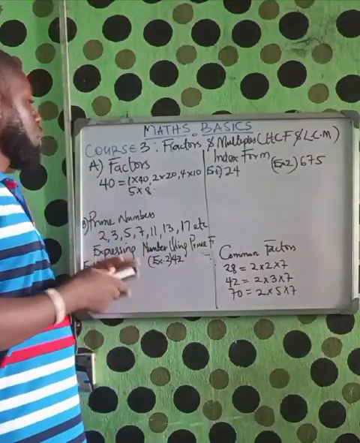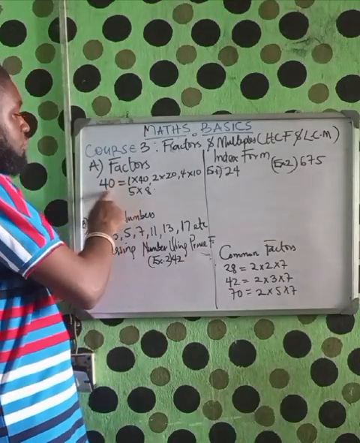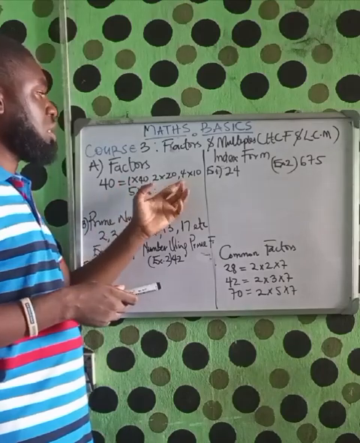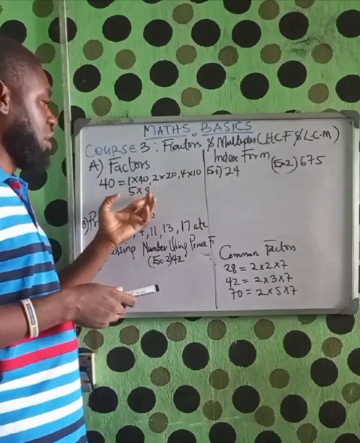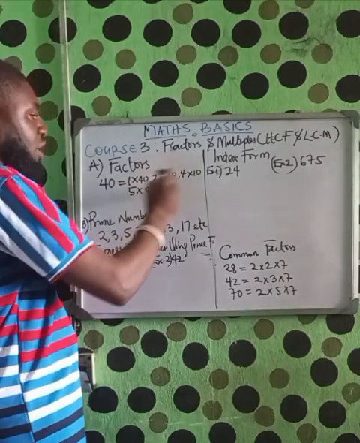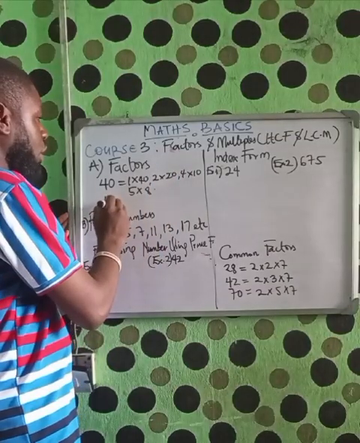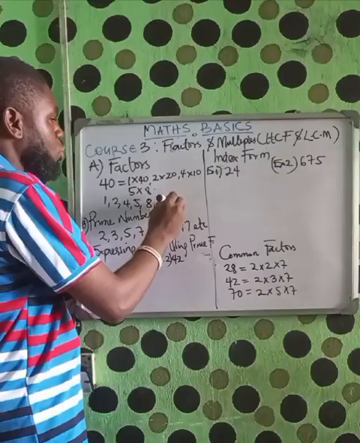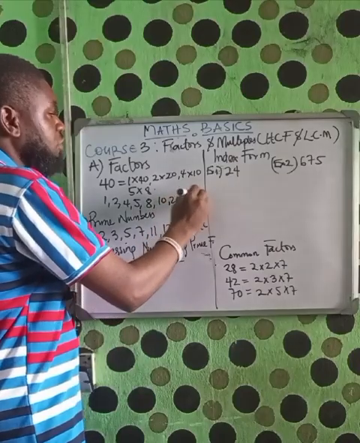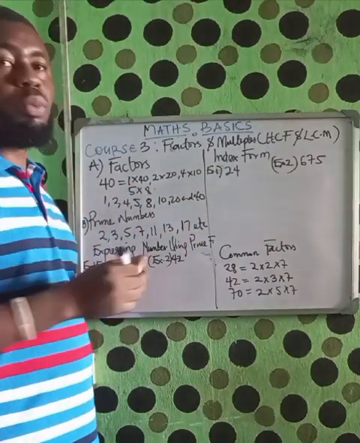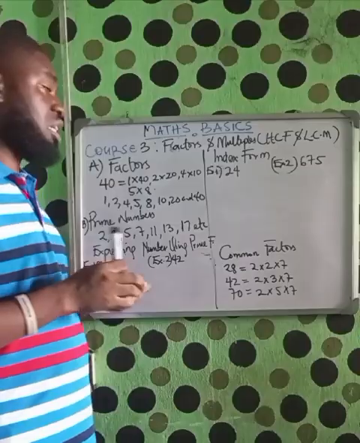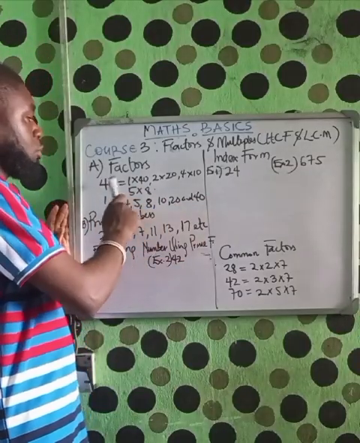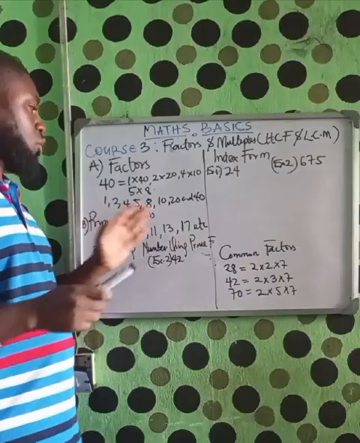Now factors. If you have 40, factors of 40 here are 1 times 40, 2 times 20, 4 times 10, 5 times 8. All these are factors of 40. If I want to bring them out, I'll have 1, 2, 4, 5, 8, 10, 20, and 40. Factors are numbers that can divide another number without a remainder. That is how factors are. So all these are factors and they all divide 40. So take note of that.